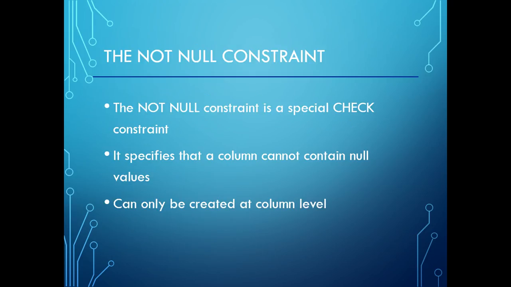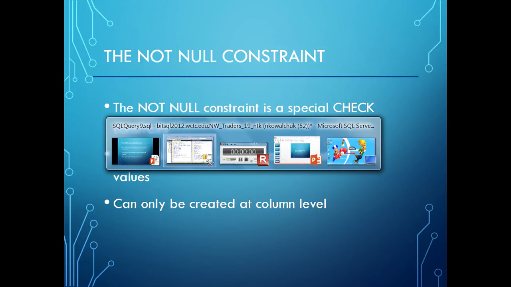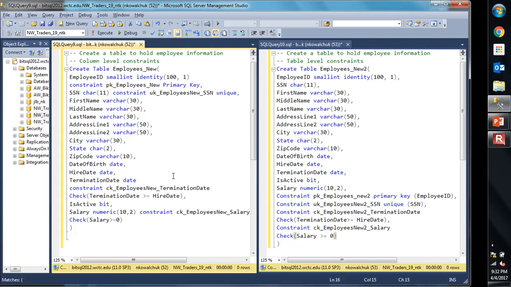Okay, next constraint. Not null. It's a special type of check constraint. Basically, it says that the column can't allow null values. This can only be created at the column level. So if I want something to not allow null values, I will specify not null. So employee ID, since it's our primary key, it already won't allow null values. We could specify it. We don't have to. So let's go through and figure out what can't be null.